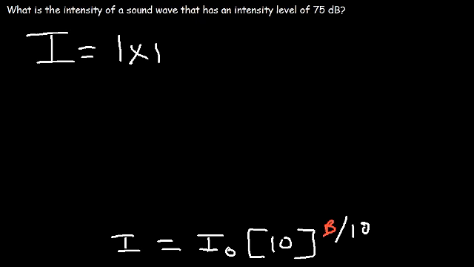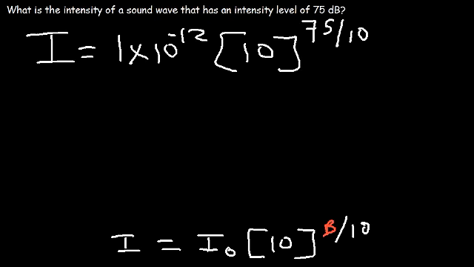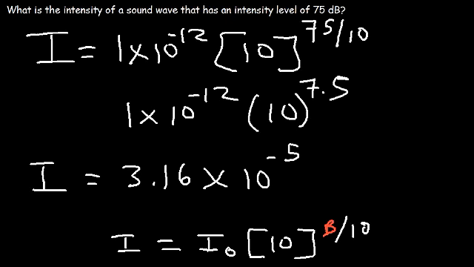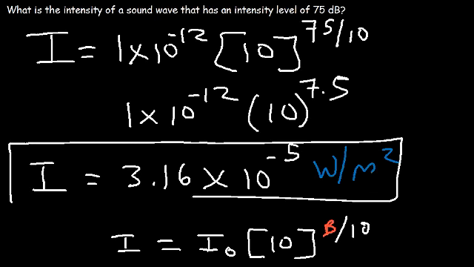I naught is 1 times 10 to the minus 12. The intensity level is 75, and we're going to divide it by 10. 75 divided by 10 is 7.5. So we have 10 raised to the 7.5. The final answer is about 3.16 times 10 to the minus 5 watts per square meter. So this is the intensity at an intensity level of 75.